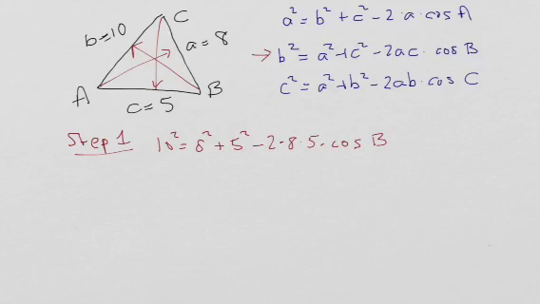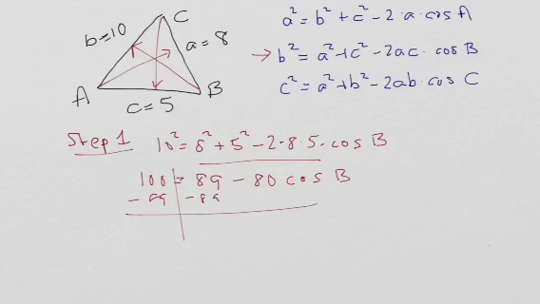So I'm going to do a little bit of work with my calculator here. 10 squared is 100. And then all this mess here, I can clean up. I can do the 8 squared plus 5 squared part, which is 64 plus 25, that's 89. And then 2 times 8 times 5 is 80. Now, solving this, I subtract 89 on both sides. I get 11 equals negative 80 times cosine b.